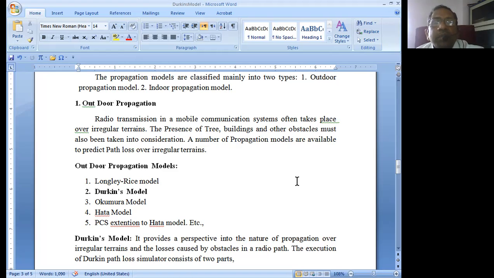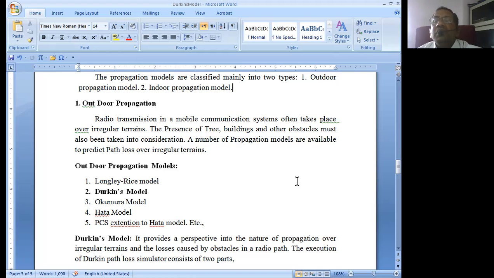So what is outdoor propagation now? Radio transmission in a mobile communication system often takes place over irregular terrains. So practically, radio transmission in mobile communication systems normally takes place over irregular terrains, which is going to be a very important performance bottleneck for the signal that will be received at the receiver. So here we have to model the system to propagate the signal effectively until it reaches the receiver. That is what we'll be looking at here using Durkin's model.